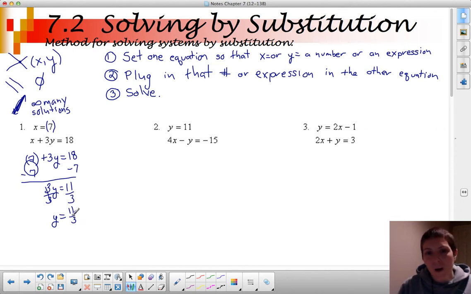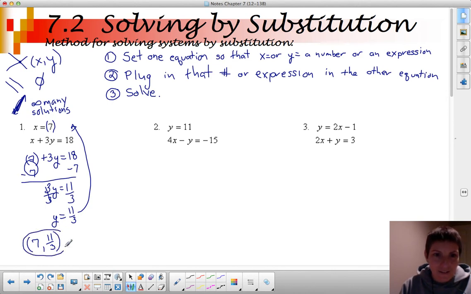Remember that if I get y equal to a number, that means that I also have to have x equal to a number. Usually, we're going to take that y value back up and plug it in, but we already knew what x was because this was an extra specially easy problem. So our ordered pair is x is 7 when y is equal to 11/3. We have one solution. Those two lines, that vertical line and that sloped line, cross at the point 7 and 11/3.